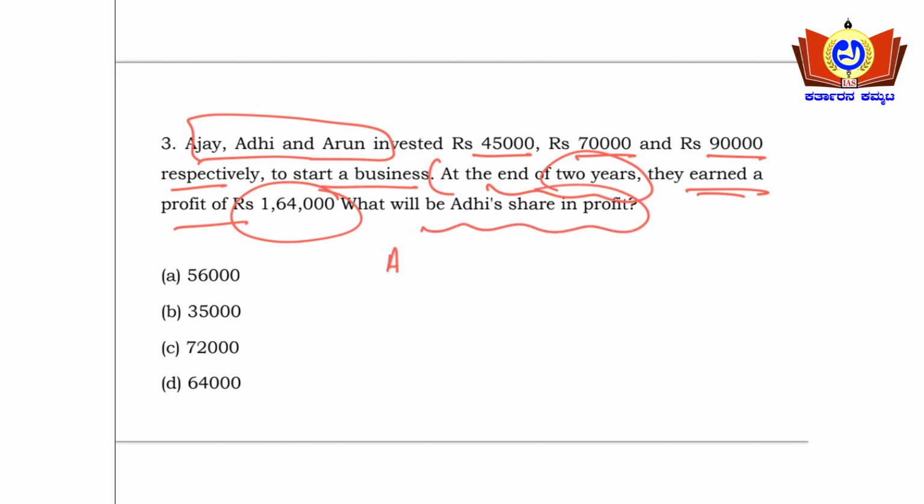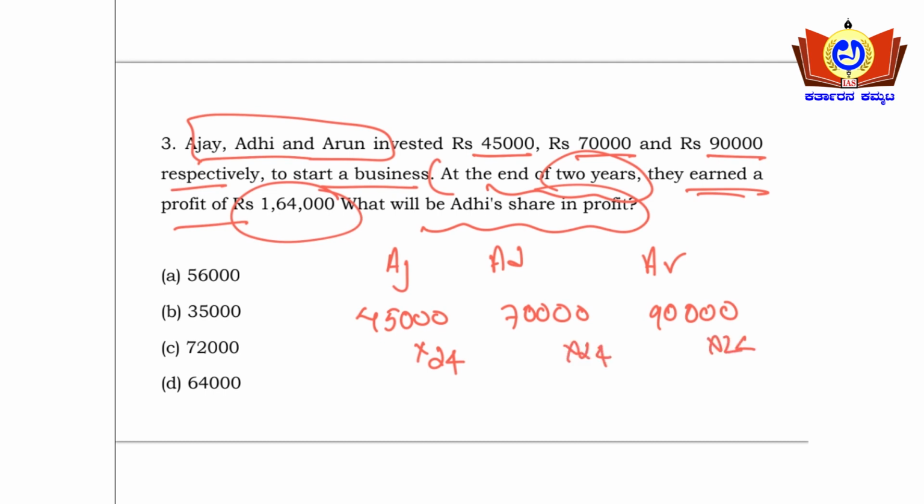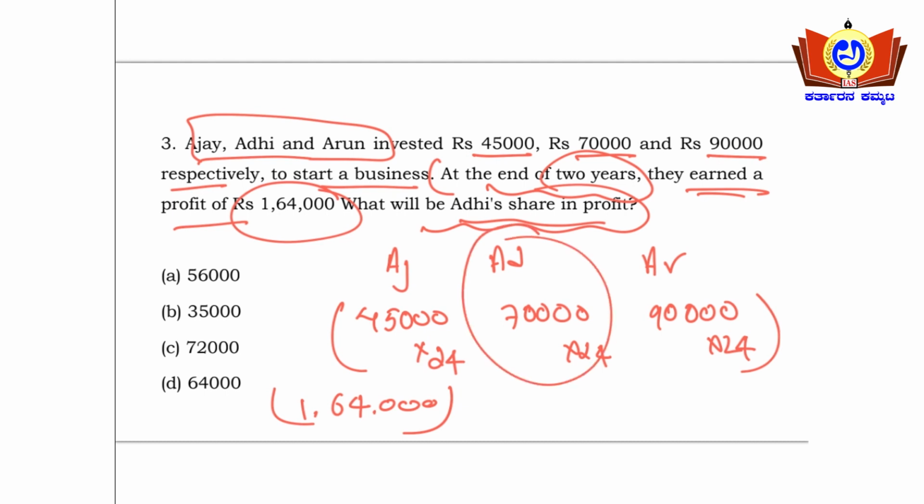See, the 3 persons Ajay, Adi and Arun are investing capitals of 45,000, 70,000 and 90,000 respectively to start a business, and at the end of 2 years, 2 years means 24 months, they earned a profit of 1,64,000. This is the given data here. They are asking for Adi's share in the profit. I'll solve it on the next page here, guys.